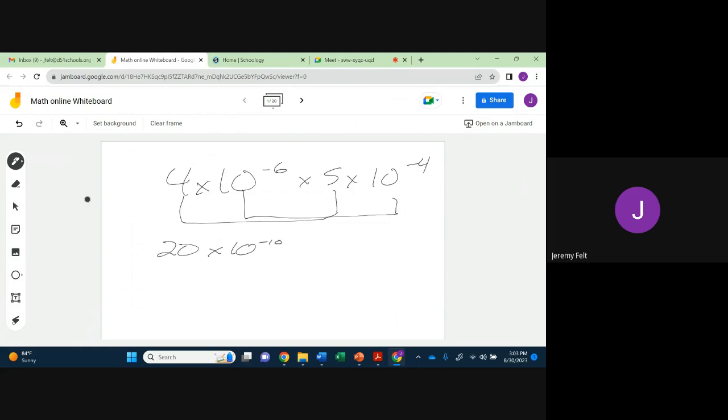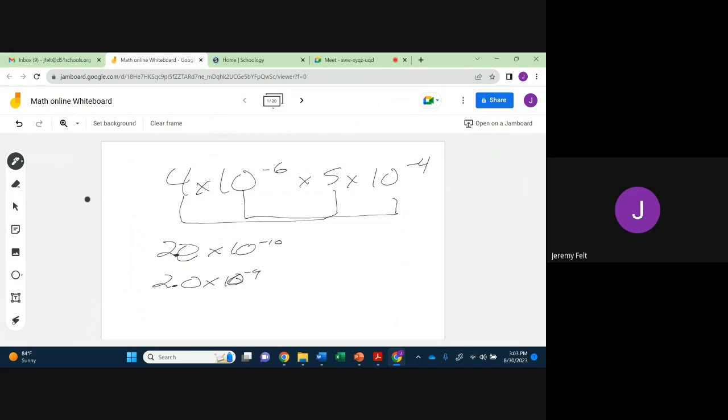negative 10. Okay, now this is where it gets a little tricky, but this looks like scientific notation, but really I need this to be 2.0. So I need to divide by 10 to make this 2, or 2.0. If I divide this by 10, I need to multiply this by 10 or add 1 to this exponent. And negative 10 plus 1 is negative 9. So that's the one thing there.